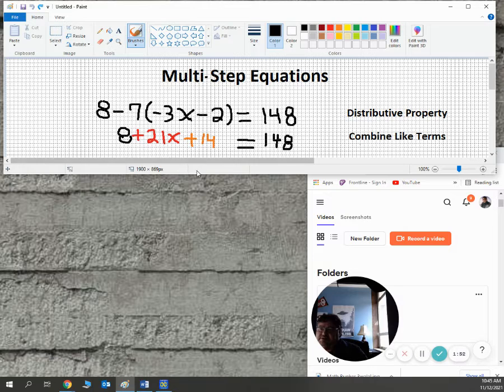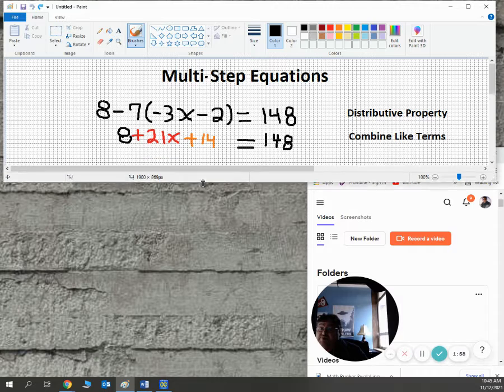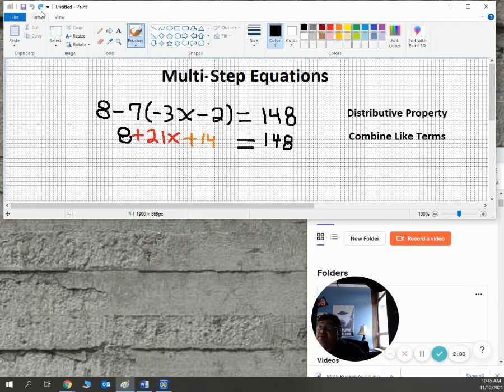Notice there's only one type of x, it's 21x. There's no other x's. So it's essentially done as far as combining. But I'll combine 8 and 14. 8 plus 14 is 22. And then that will take care of the numbers. I'll drop everything else down. I'll take my 21x and I'll drop it down because I haven't really used it yet. And I'll drop down the equal sign and then the 148.